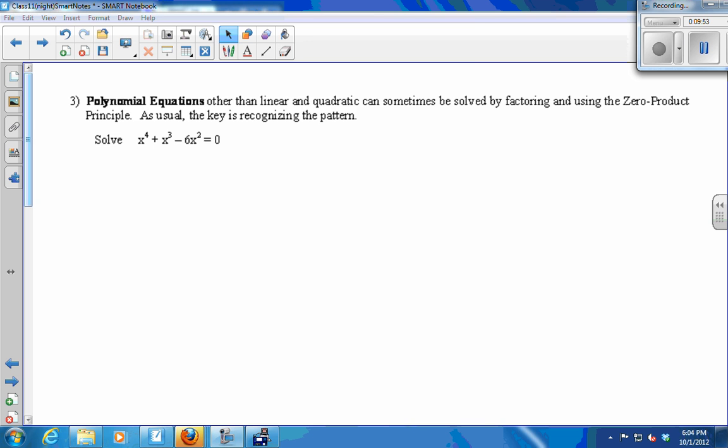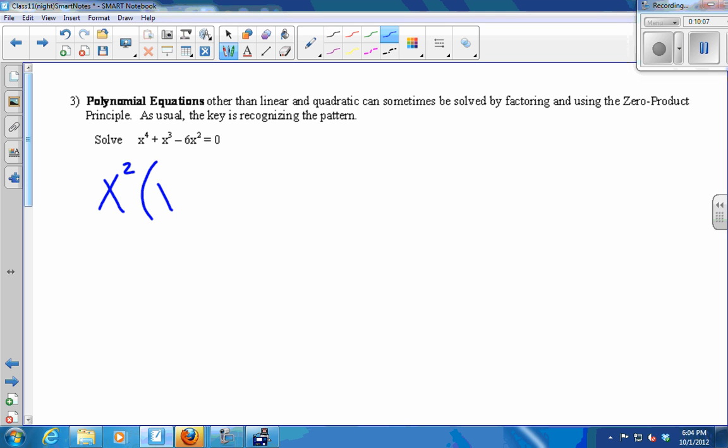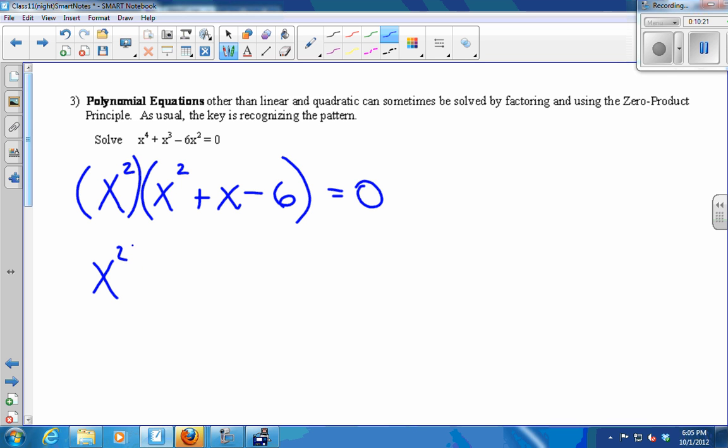So in this case, x to the 4th plus x cubed minus 6x squared, can that be factored? How do I factor it? Take out x squared. Great. So this becomes x squared times x squared plus x minus 6 equals 0. Then the x squared plus x minus 6 can be factored even further. So I have x squared times x plus 3 times x minus 2.